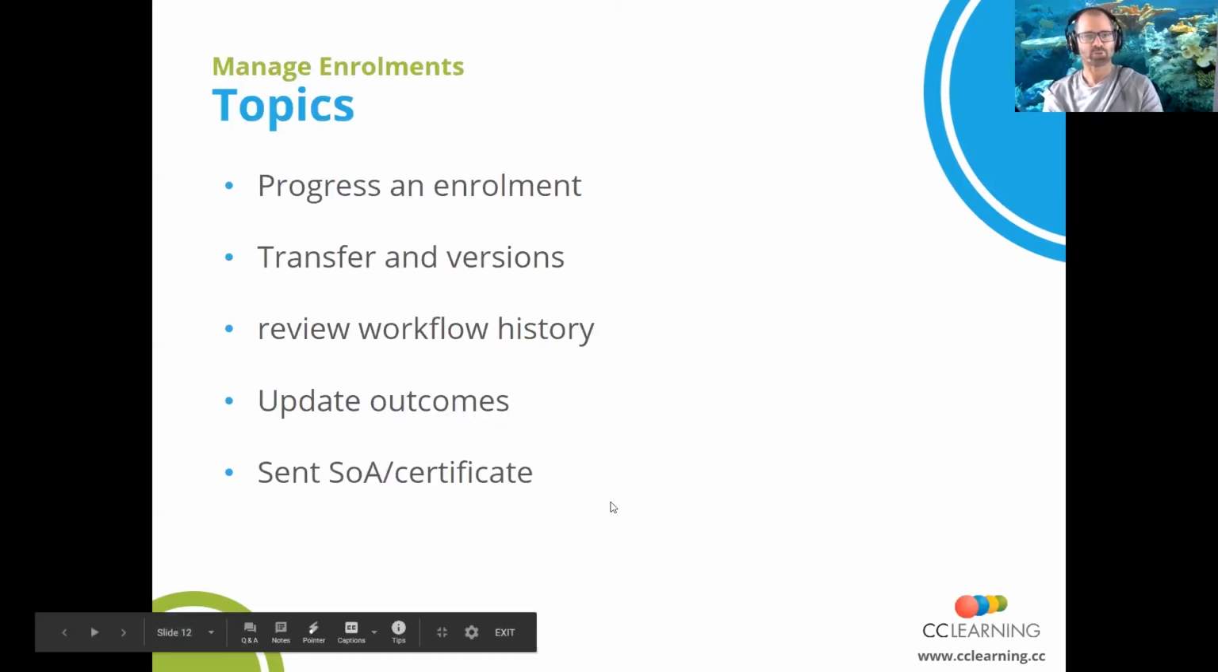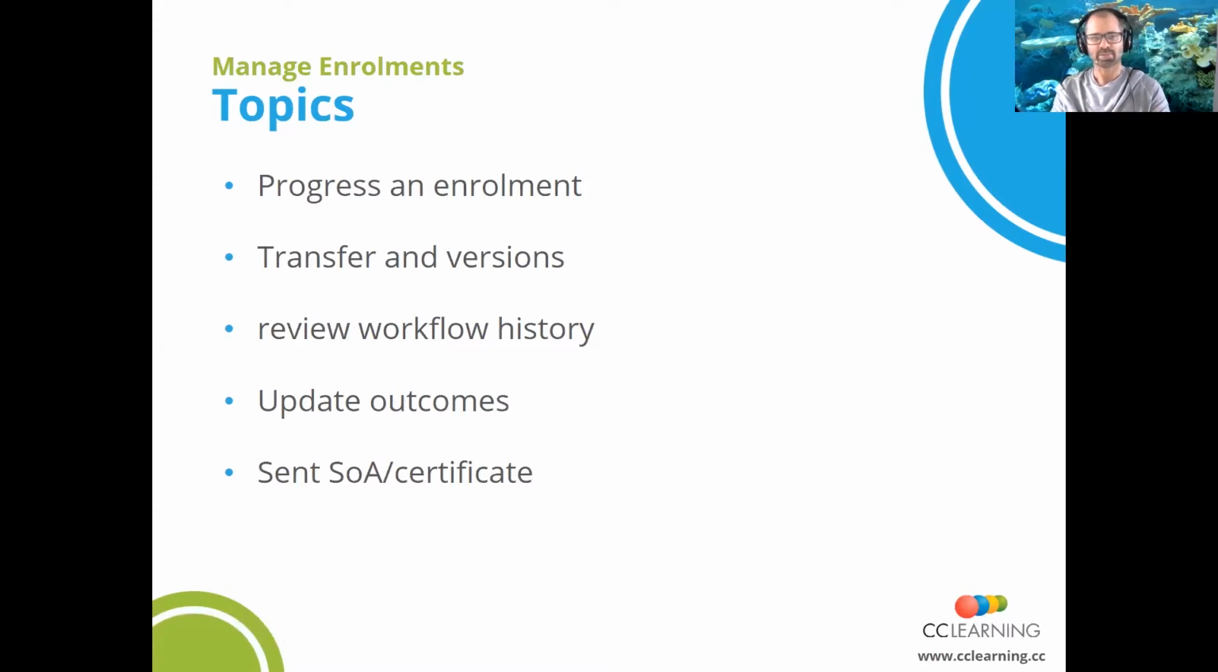Okay, we're going to progress an enrolment through the process, through the workflow that's been defined. I'm going to show you how to transfer and show you versions as well. We're going to look at reviewing the workflow history. That is to say, what have we done with this document to date? And also we're going to look at updating outcomes for a particular document. We're also going to look at sending a statement of attainment or a certificate.